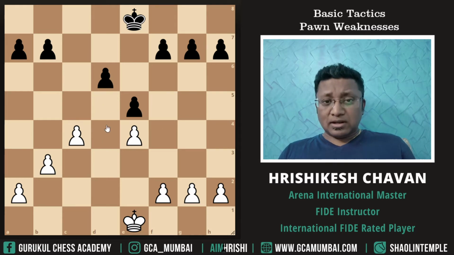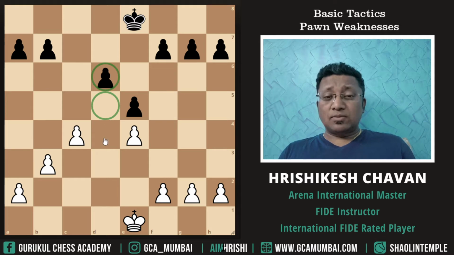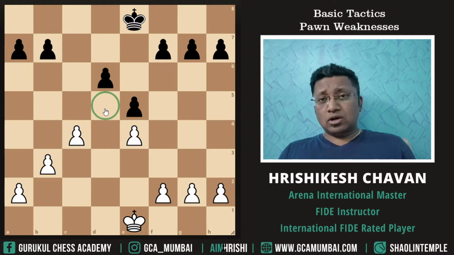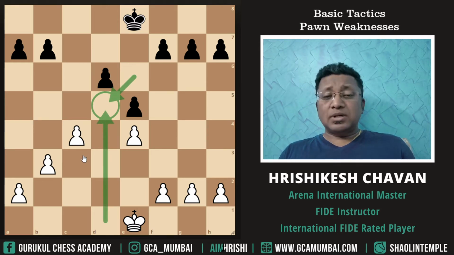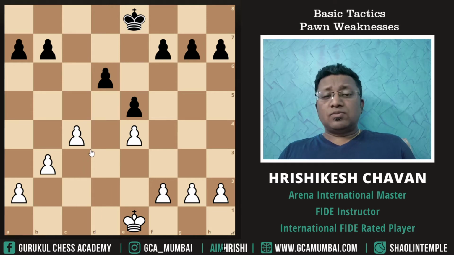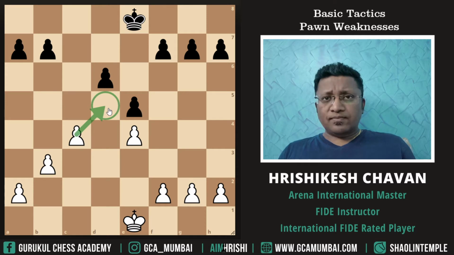One very important thing: if your opponent has a backward pawn, try to occupy the square in front of the backward pawn with pieces and not with pawns. For example, if you plant a knight over here, and if he captures, make sure you can recapture with some piece and not with the pawn, because if you capture with the pawn, then this weakness is gone. This d5 square is occupied by your pawn and you cannot do anything about it.